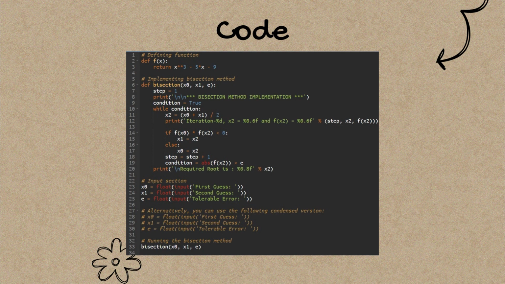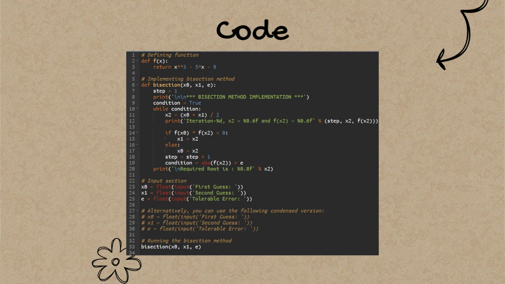In the function, the first steps include initializing variables such as the iteration counter, that is step, and a Boolean condition for the iterative process, that is condition, and a message indicating the start of the bisection method. The core of the bisection method occurs within a while loop where the midpoint x2 between the initial guesses x0 and x1 is calculated and displayed along with the corresponding function value.